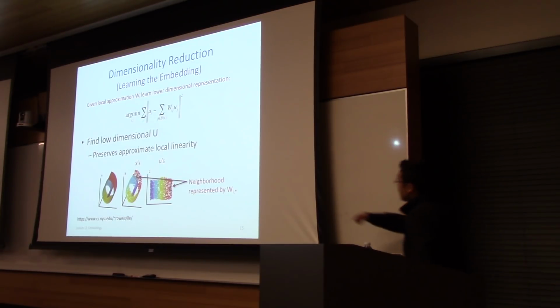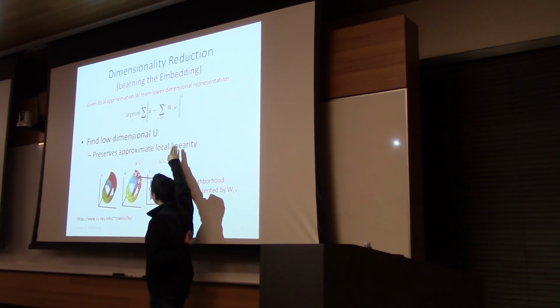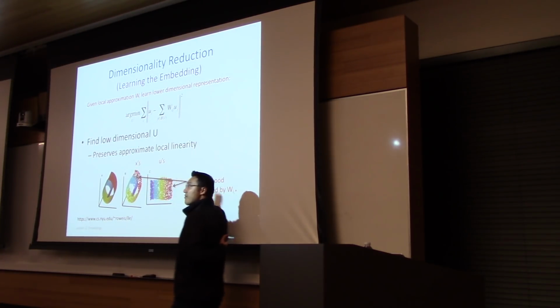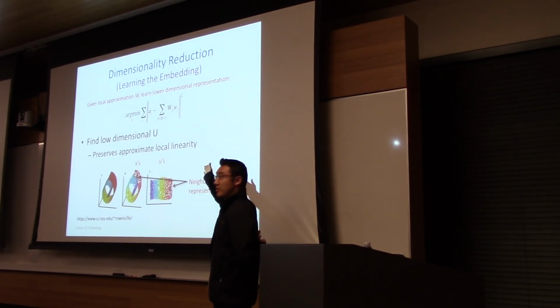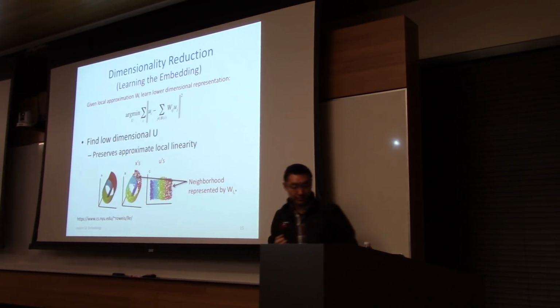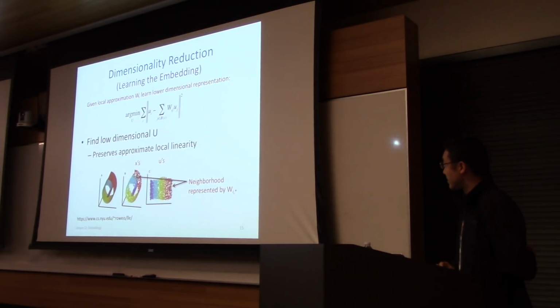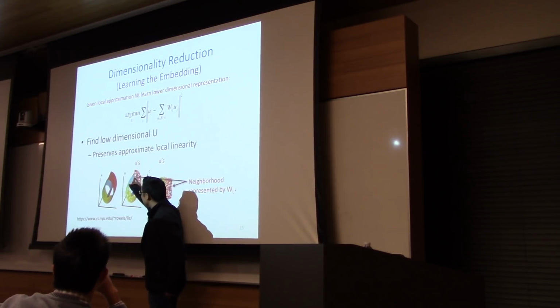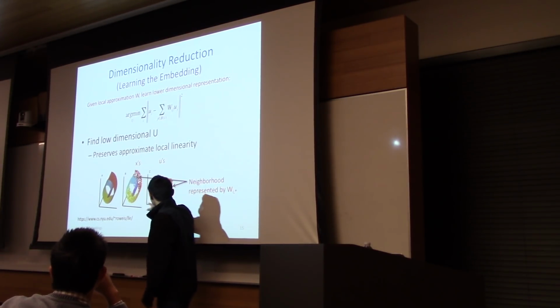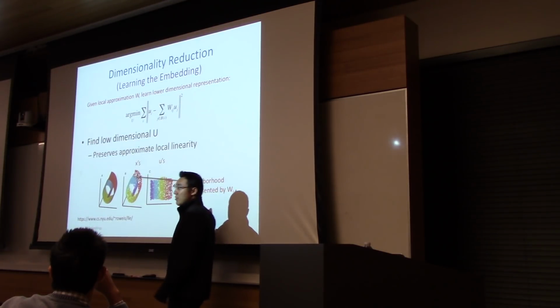So now we have this W, and the W is fixed. We've learned it already. And now we want to learn a U. We're going to learn a representation for every data point such that it also approximately preserves this same relationship. If you have a red data point here and it can be represented as a function of its neighbors by that W matrix, we want to learn a U such that that red point is also the same function of its neighbors in this new representation. That's lower dimension.